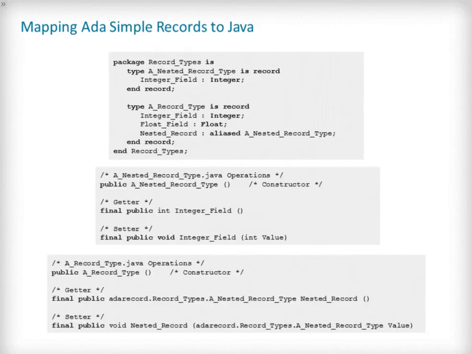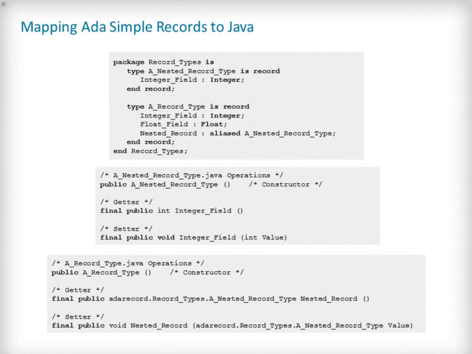The records type Ada package defines two record types, one of which has been used to type a field within the other. The nested record field of a record type is therefore a nested record data structure. Passing this Ada package specification through Ada to Java results in a Java proxy class being generated to model the nested record type record, along with setter and getter style operations for each of its fields.